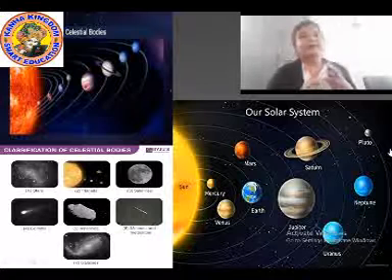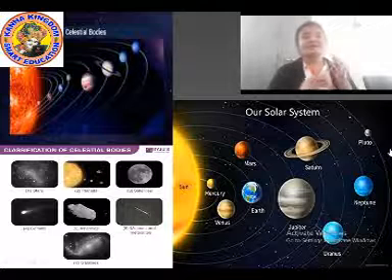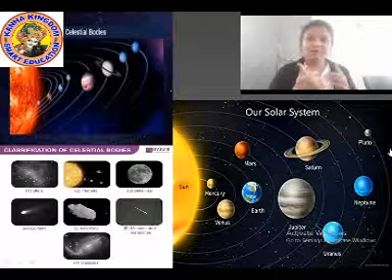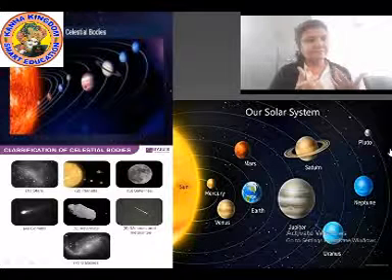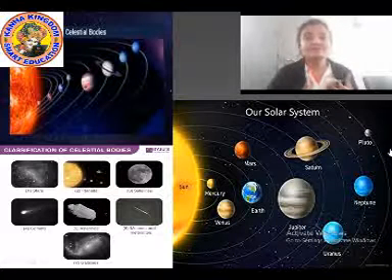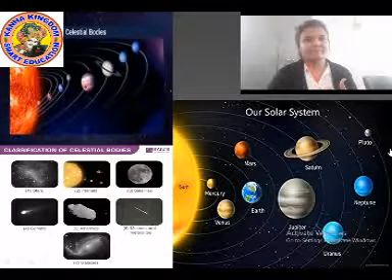Stars, planets, satellites, comets, asteroids, meteors, or you can say meteorites, and galaxies. So there are 7 classifications of celestial bodies.